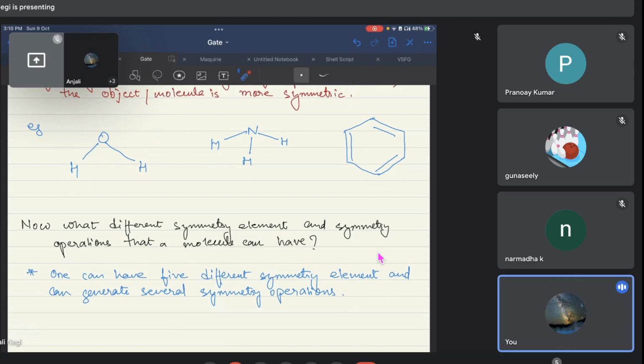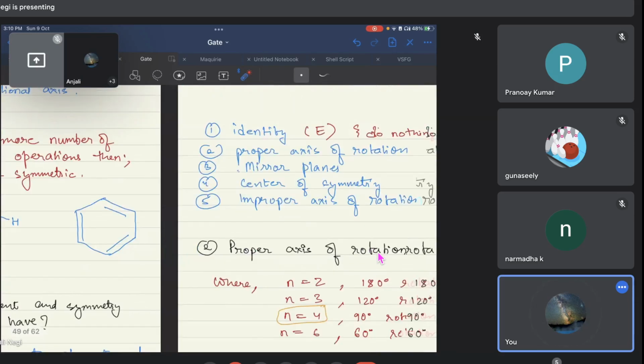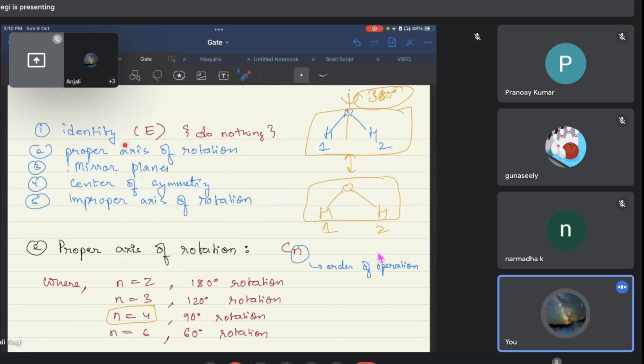One can have a total of 5 different symmetry elements that can generate several symmetry operations. Total, there are only 5 symmetry elements that we see. Those are: number 1, identity; number 2, proper axis of rotation; number 3, mirror planes; number 4, center of symmetry; number 5, improper axis of rotation.